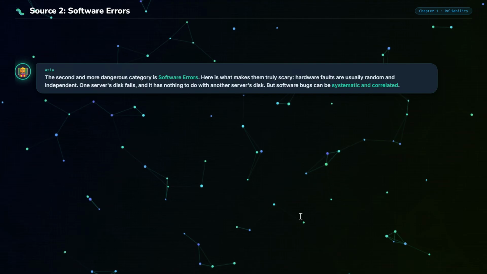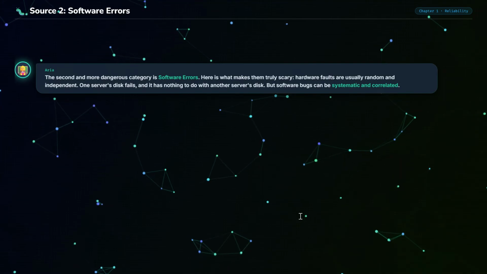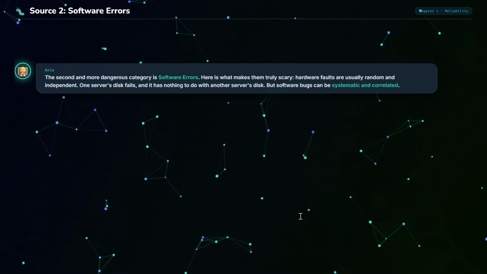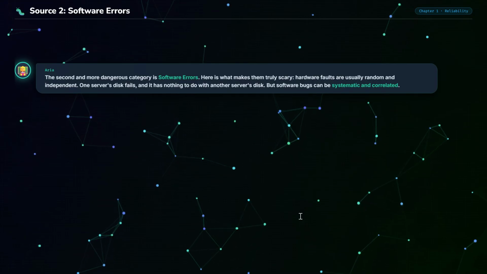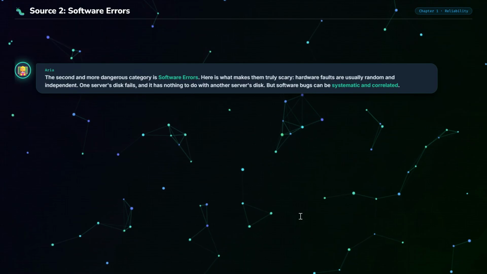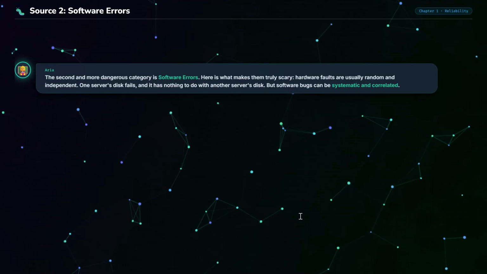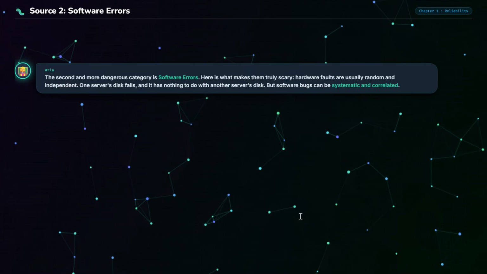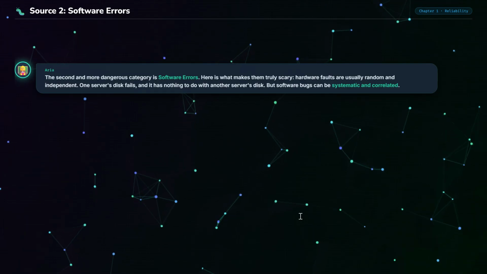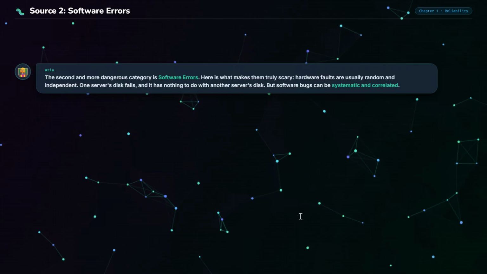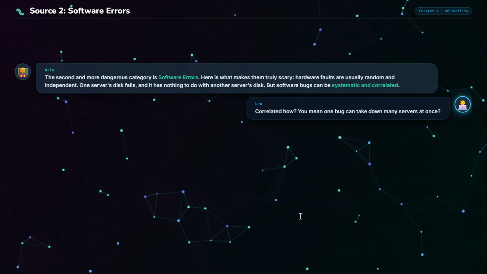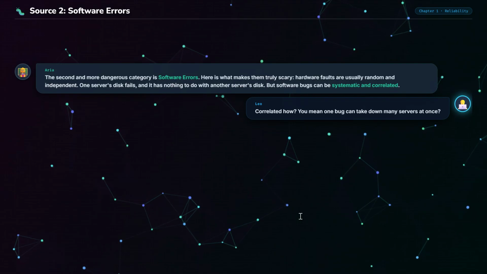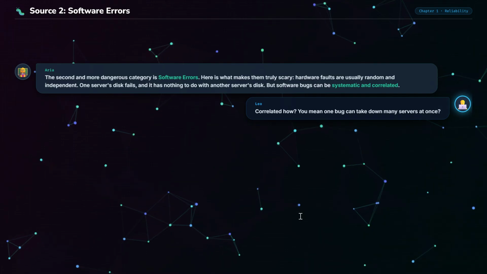Hardware failures are usually random and completely independent of each other. One server's disk fails and it has absolutely nothing to do with another server's disk. But software bugs are systematic and correlated, they live in code that runs on every single server in your fleet. Correlated how? You mean one bug can take down thousands of servers all at the same time?